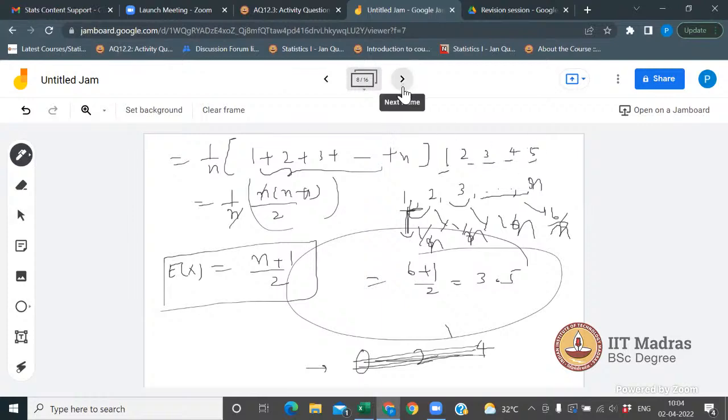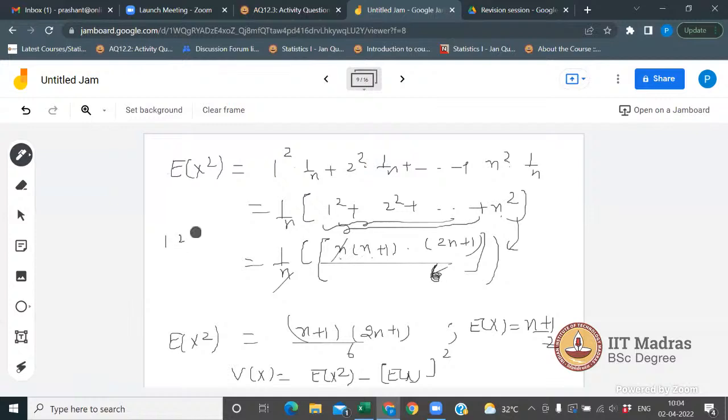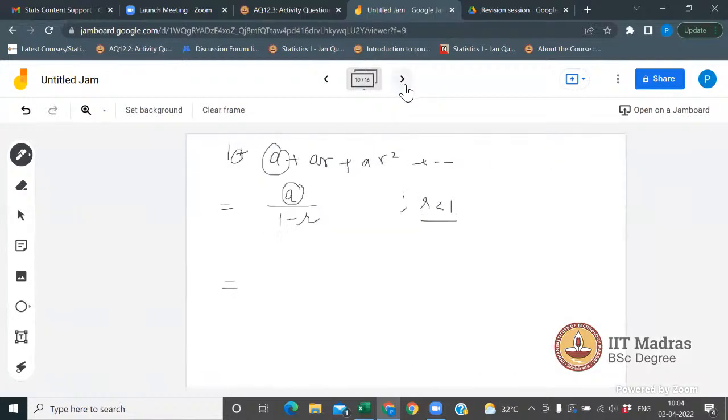For example, a dice: it will be 1, 2, 3, 4, 5, 6, and for each the probability is 1 by 6. That is a discrete uniform, then you can apply the formula. Otherwise, suppose the sequence is like 1, 3, 5, 7, but the probability is the same for each one. Then you cannot apply the discrete uniform because that formula does not apply.